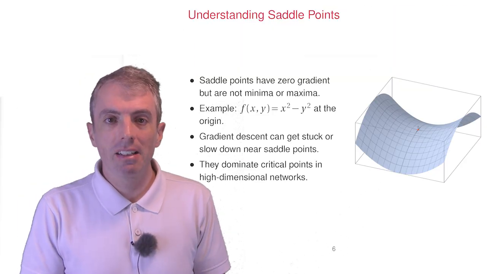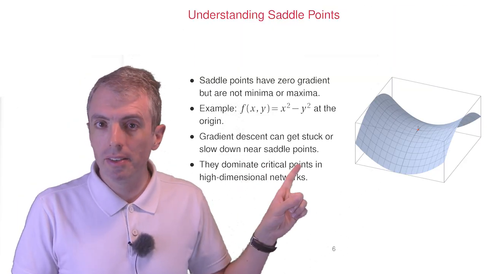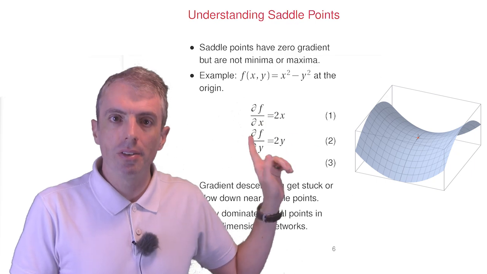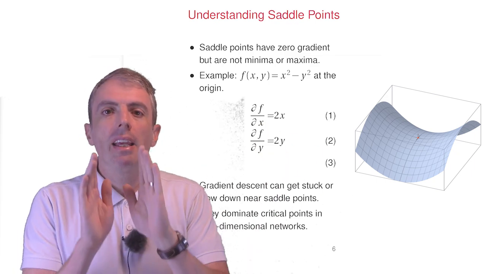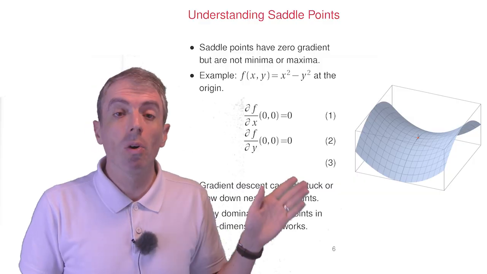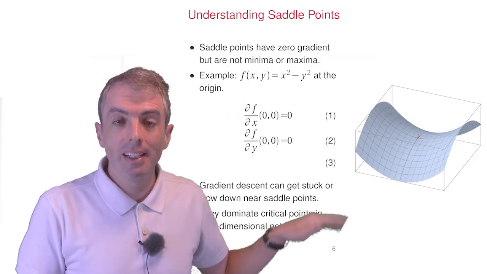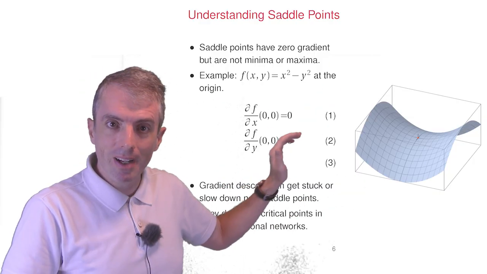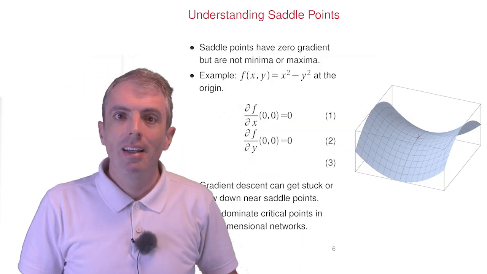Mathematically, the classic saddle function is x squared minus y squared. If you take the gradient, 2x and minus 2y, it has zero gradient at the origin, but that's obviously not the highest or lowest value you can find. You can go up the front or down the side.